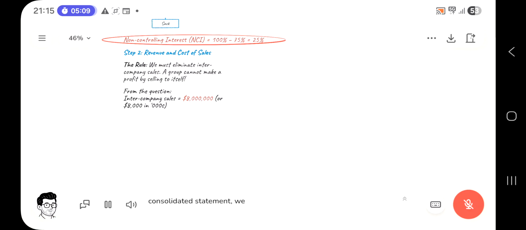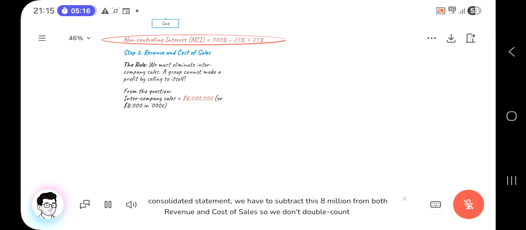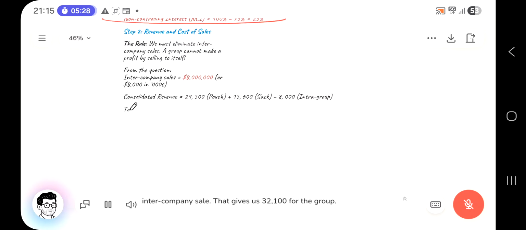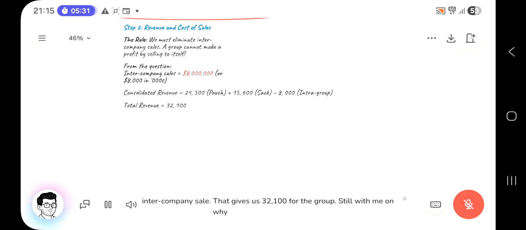In our consolidated statement, we have to subtract this $8 million from both revenue and cost of sales so we don't double count them. We take Pouch's $24,500, add Saks's $15,600, and then rip out that $8,000 intercompany sale. That gives us $32,100 for the group. Still with me on why we subtract that $8 million?